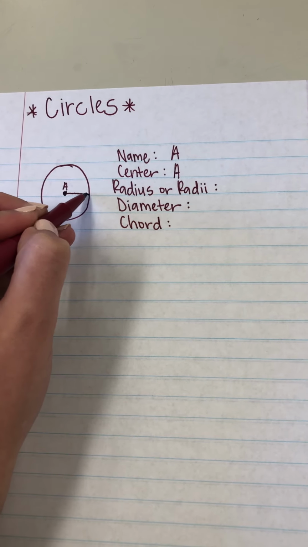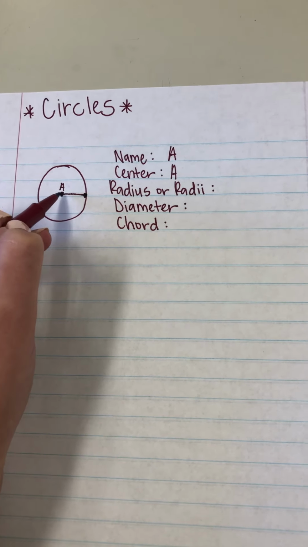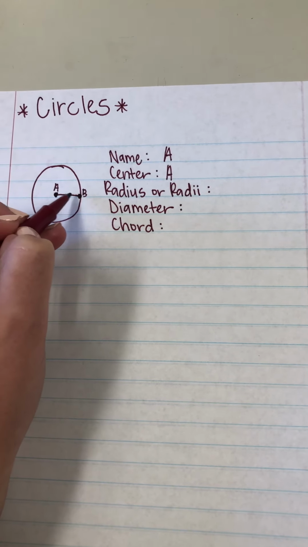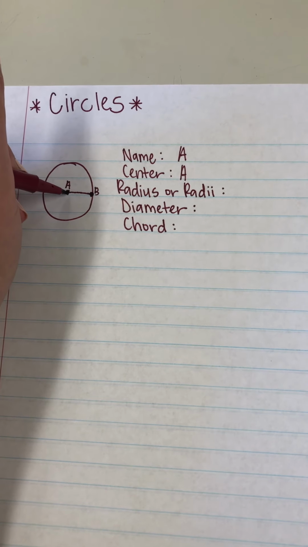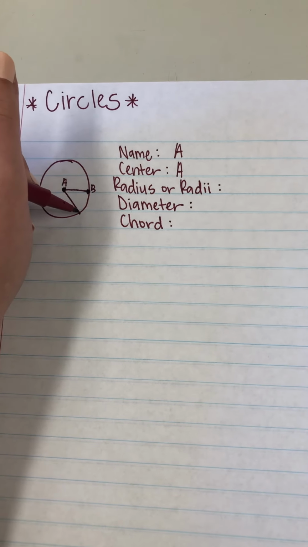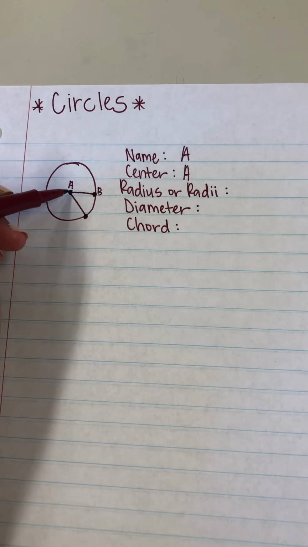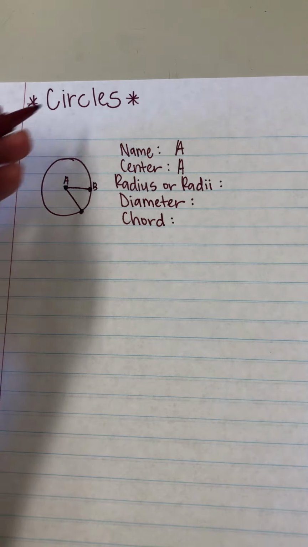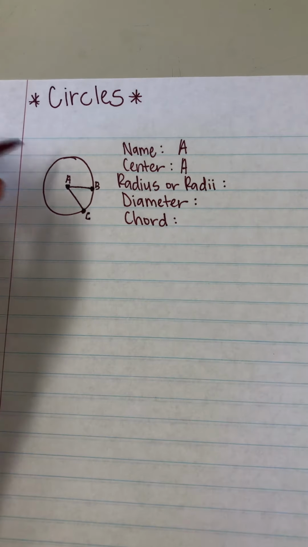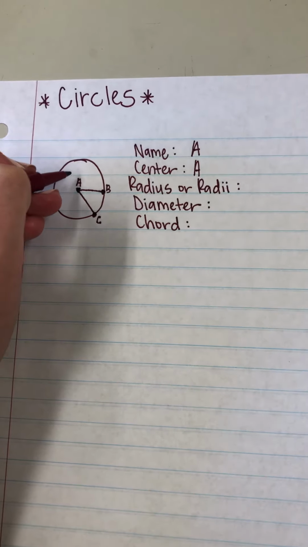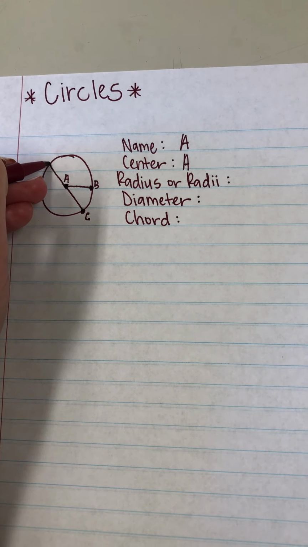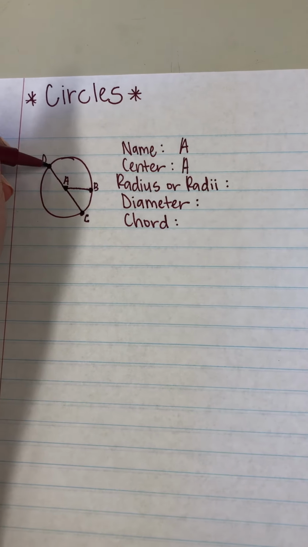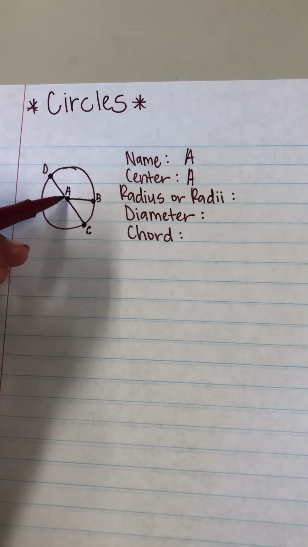Okay, so the radius is simply the line segment that starts at the center and goes to the outer part of the circle, and it ends right there. So I can have a radius going this way. I can also make a radius going like here, because we see the line segment starts at the center and it ends on the outside of the circle. Another radius I could do, I could take it up here, D. So this is your radius.